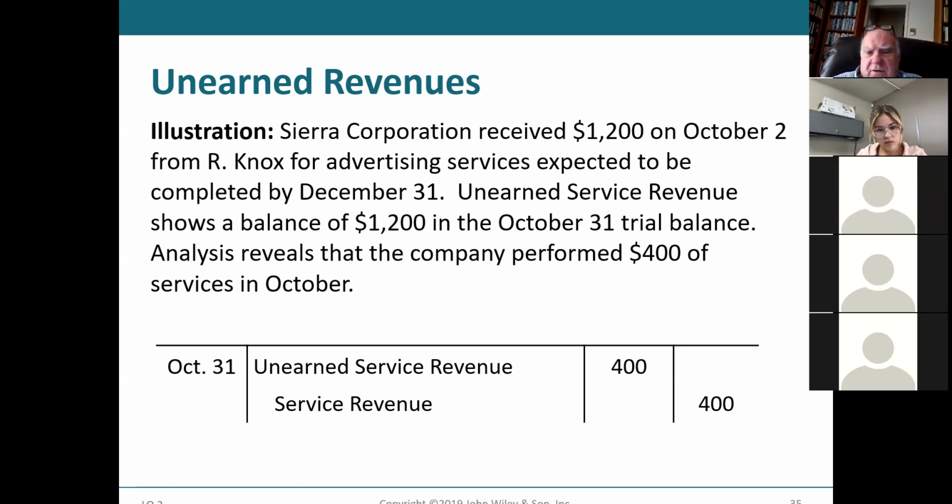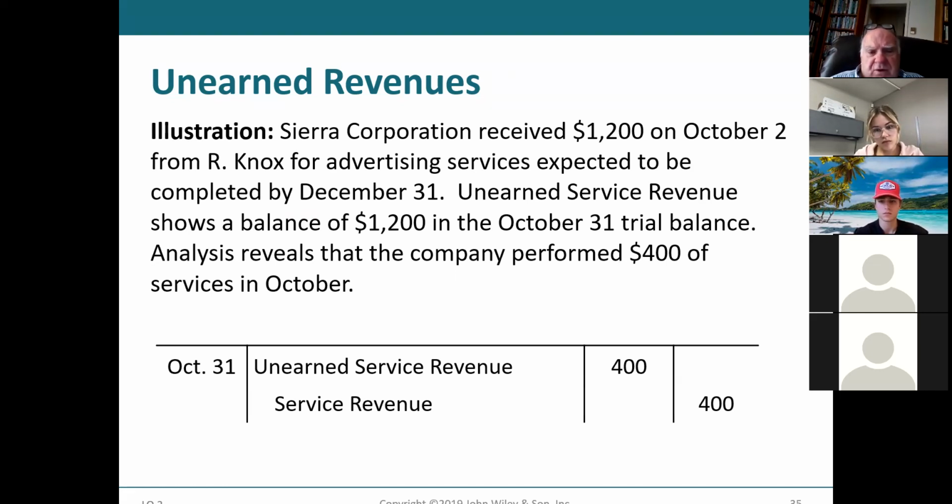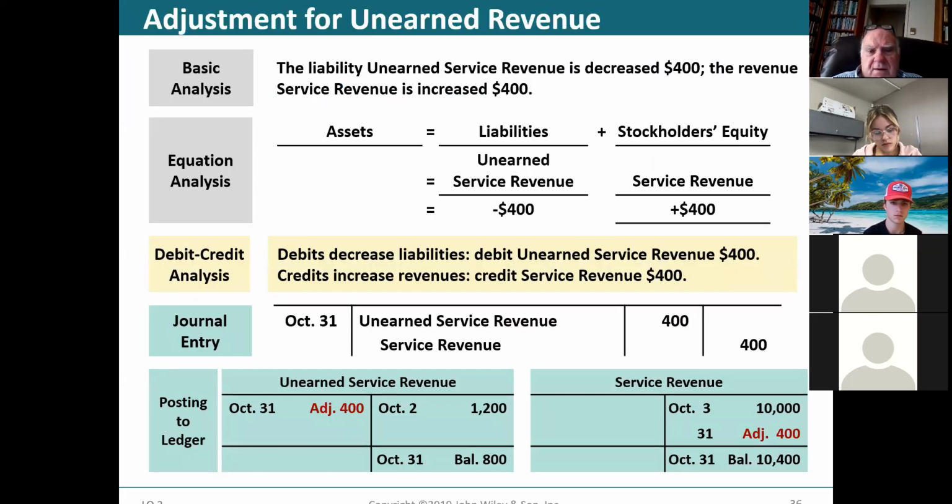Now, I know this is a tricky little area, and it's going to take you a little bit of time when you start doing some homework problems to get the hang of it. But if you keep in mind that it's always a debit to an expense and probably a credit to an asset, that'll make things a lot easier for you. And here we go with the unearned service revenue, debit $400, credit service revenue.